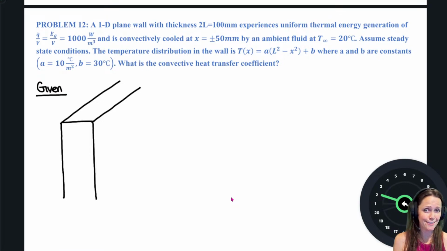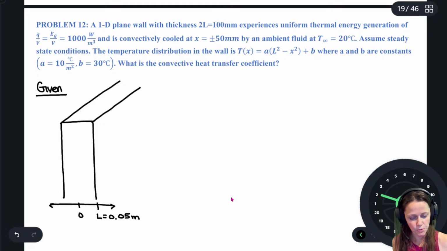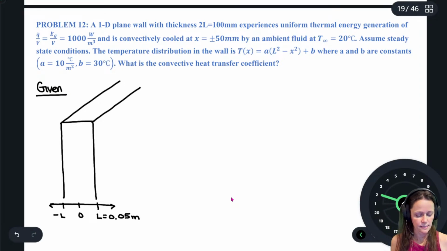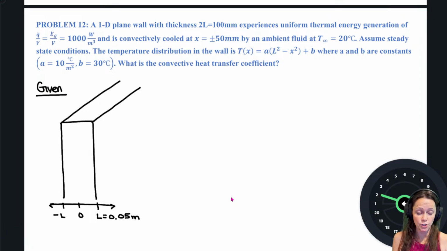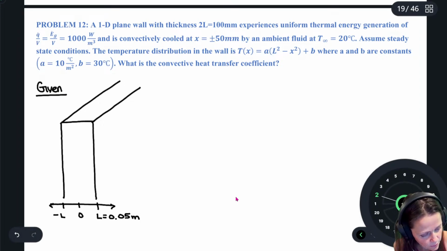And what they're trying to get us to do is to define our coordinate system like this. So this is X equals 0. This is X equals L, which would be 0.05 meters, right? 50 millimeters. This would be X equals negative L. We'll talk in just a hot second about why it would be a good idea to do that.